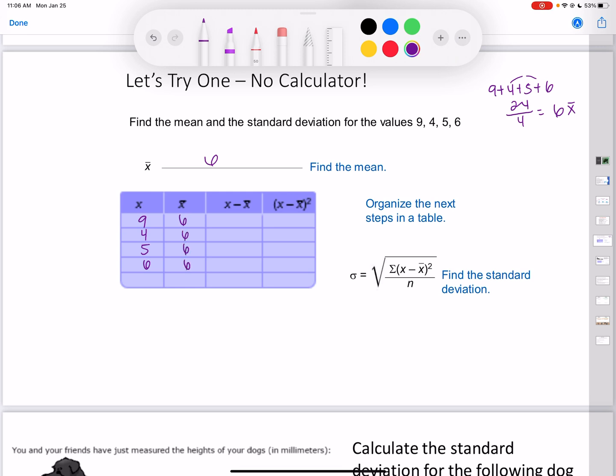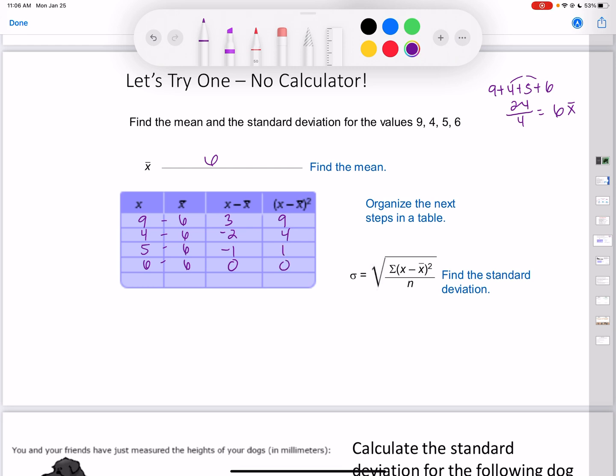And for the next part, we're going to subtract each of the values minus the mean. Again, notice that I'm getting some negative values, and that's totally cool. Then I'm going to square each of those differences. So 3 squared is 9, negative 2 squared is 4. You need to remember that when you square a negative, it's still positive.